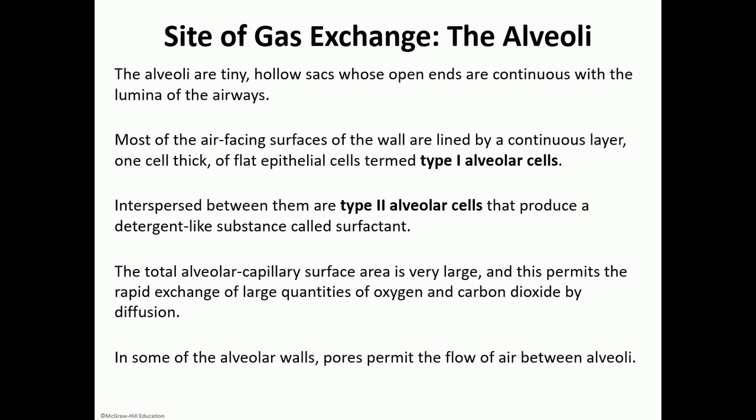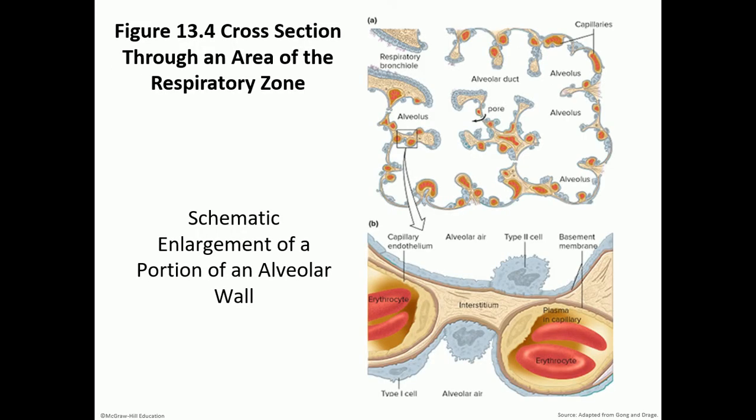In order to overcome that surface tension of the water, these type 2 alveolar cells make surfactant, and that surfactant overcomes that surface tension. Know that surfactant is made later in pregnancy, so if a baby is born prematurely, they might not have enough surfactant to survive, and that's one of the reasons, something to keep in mind, which we're going to be talking about maybe in the next slide or two.